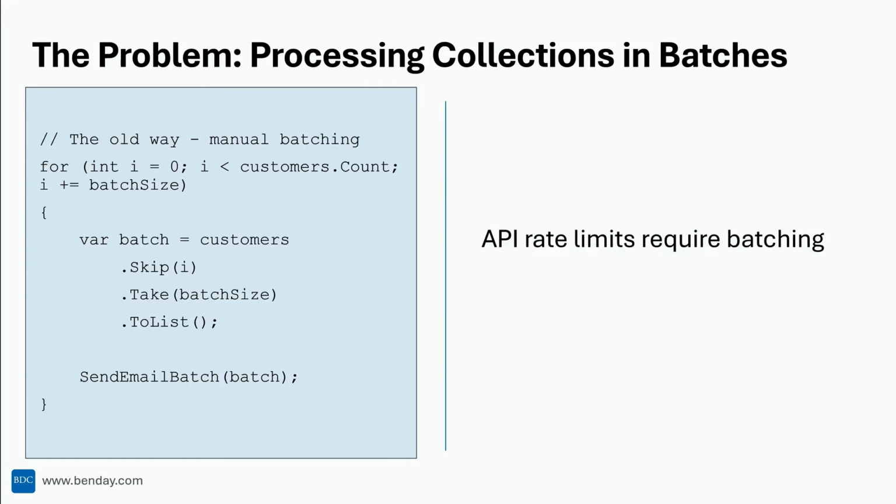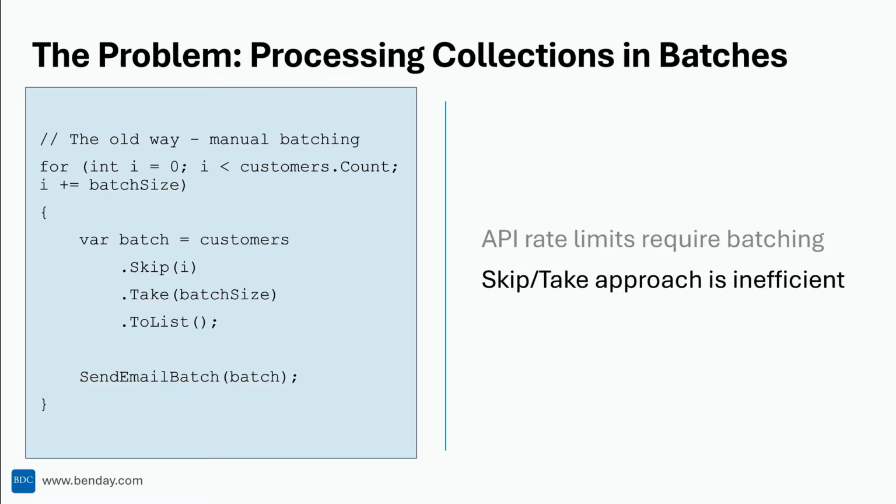Whether you're calling external APIs, sending emails, or processing database records, you often need to work with data in chunks. Most APIs have rate limits. SendGrid limits you to 1,000 emails per request. Azure Cosmos DB has RU limits, and even your own database might time out on large operations.